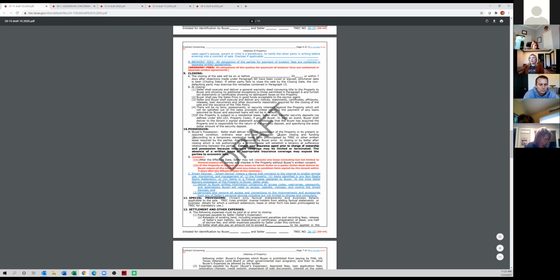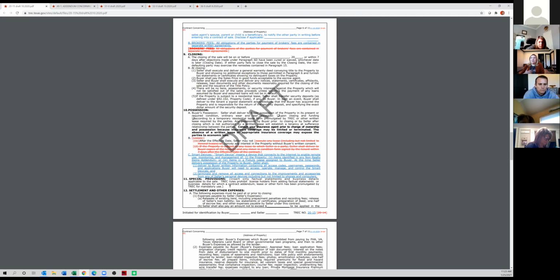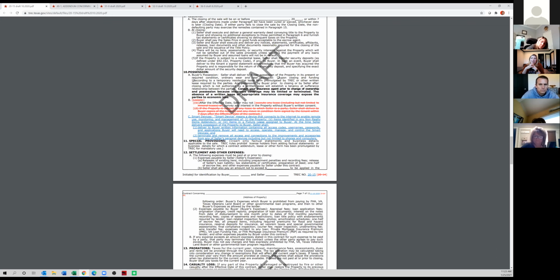All right, paragraph 9, closing. Closing will be on or before blank. Still the same language in there. No changes to that paragraph. I think we're all good on that. And then paragraph 10, possession. Seller shall deliver, and this gets back to Haley's point, seller shall deliver to buyer possession of the property in its present or required condition, ordinary wear and tear accepted.